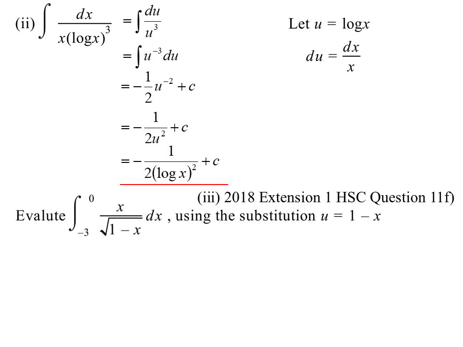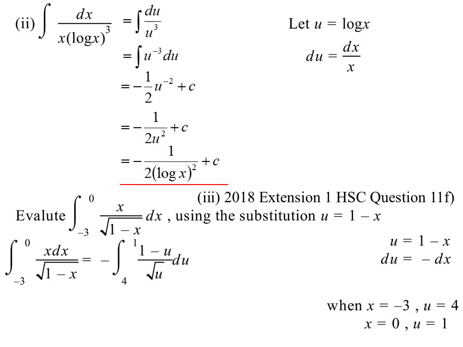Okay, let's look at this HSC one. They told us to use the substitution u equals 1 minus x for this one. So if u is 1 minus x, then du is minus dx, but it's a complete substitution. These limits are with respect to x, but I'm about to change it with respect to u. I need to change those limits as well. So when x equals negative 3, u is 4, and when x is 0, u is 1.